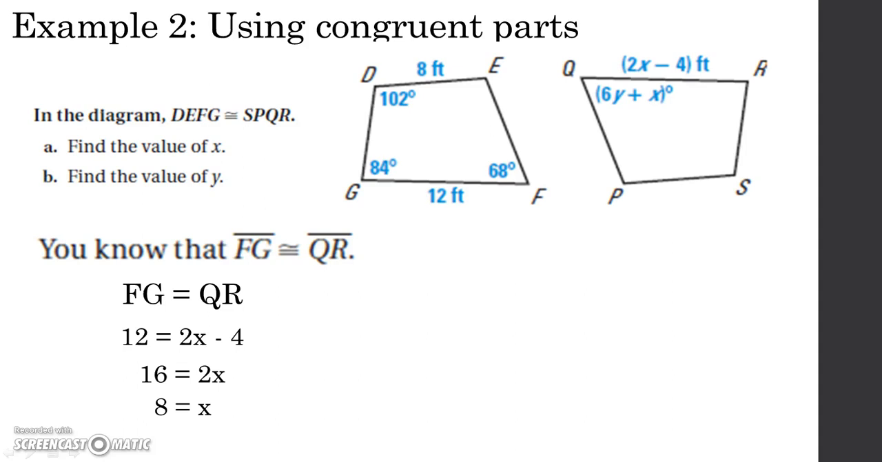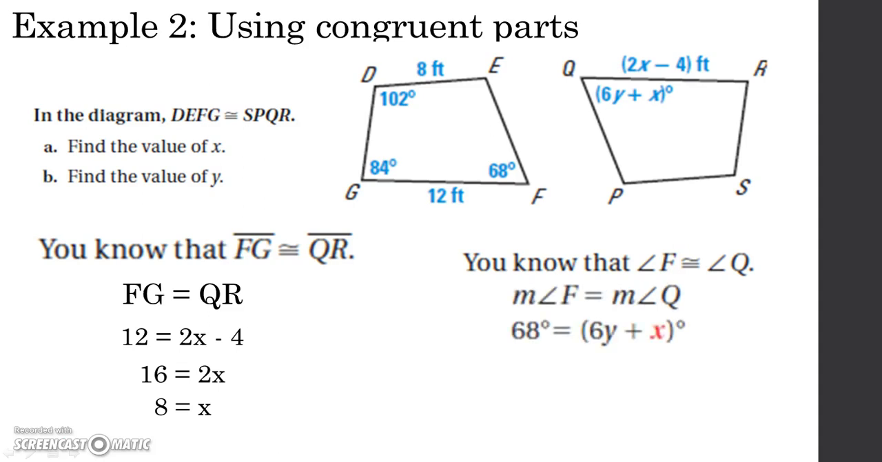This time y is in angle Q. Angle Q is the third letter, which corresponds to angle F, which is the third letter in the first trapezoid. So we know that angle F, which is 68, equals 6y plus x. Right? Angle F is congruent to angle Q. By definition of congruence, their measures are equal, and we can substitute in again. This time we know what x is, so we can substitute 8 in for x. Subtract 8, we get 60. Divide by 6, we get 10.